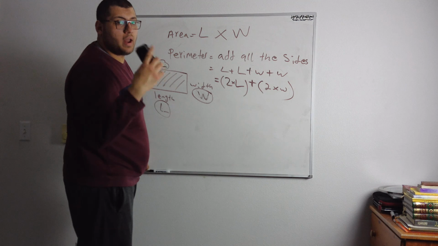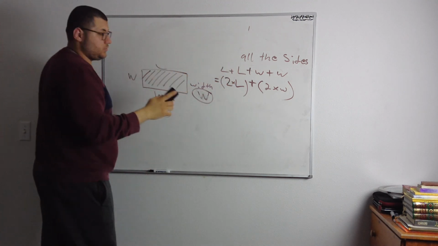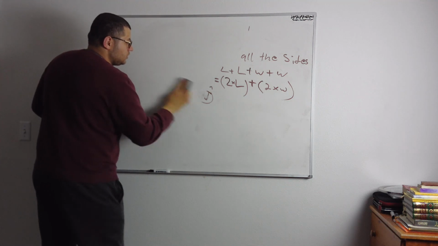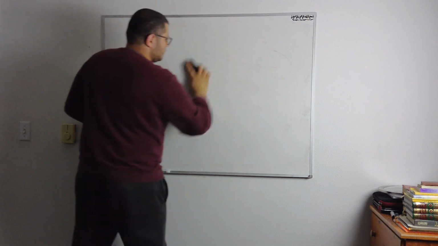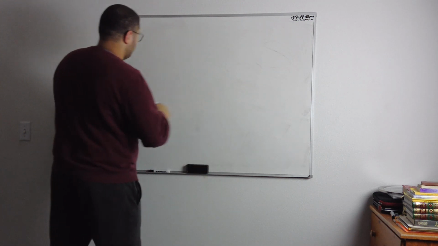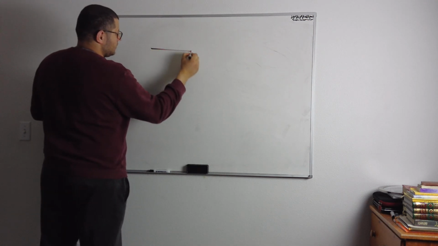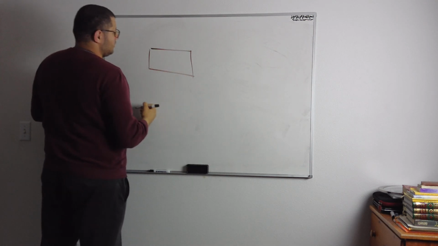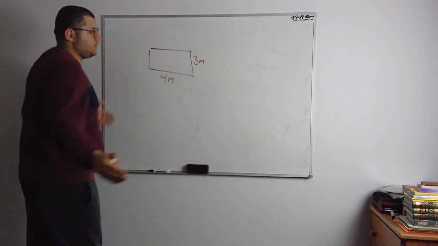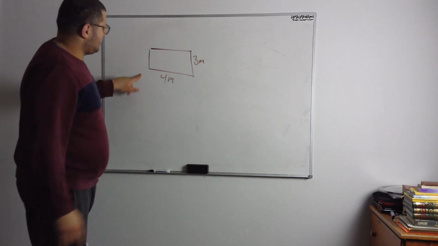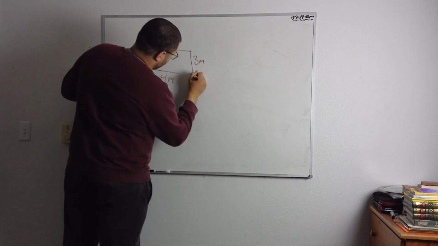Let's jump into how to find them in real life. Let's take all of this into action and apply it now. All right. So we have a rectangle. Here's a rectangle. Let's say this is 4 meters and this is 3 meters. Let's say you have a field that the length of it. Let's fix the shape here. There you go.